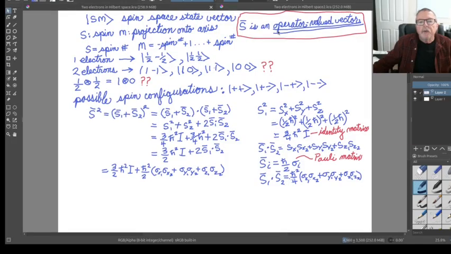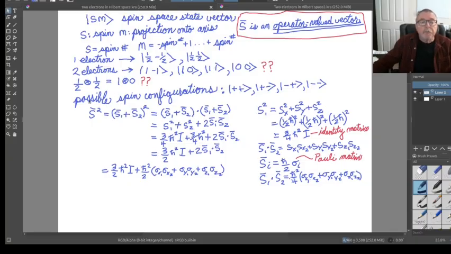I added a very important thing up here. The S bold is an operator valued vector. It's not something that's pointing in space or anything like that. This still is an operator, but it includes all 3 components, X, Y, and Z. That's why it kind of acts like an operator. Now let's get busy now.